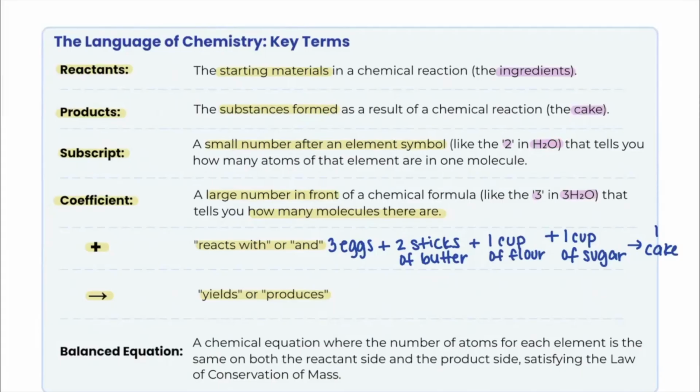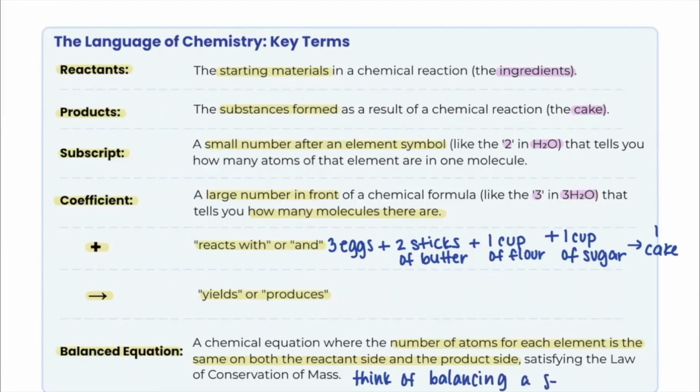So what's the big takeaway from all this? You see, for an equation to be balanced, it must satisfy the law of conservation of mass. That means the number of each type of atom on the reactant side must equal the number of each type of atom on the product side. And we balance equations by adjusting the coefficients only, kind of like balancing a seesaw. Both sides need to be equal for the system to be balanced.